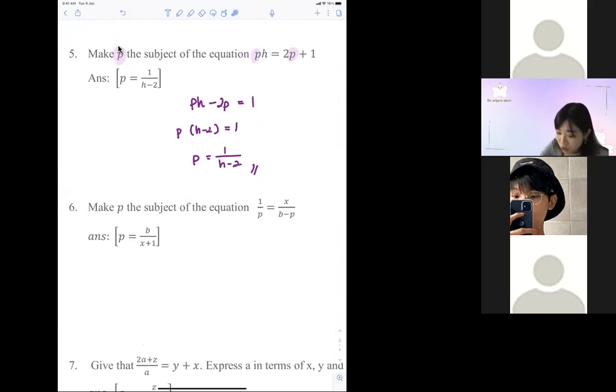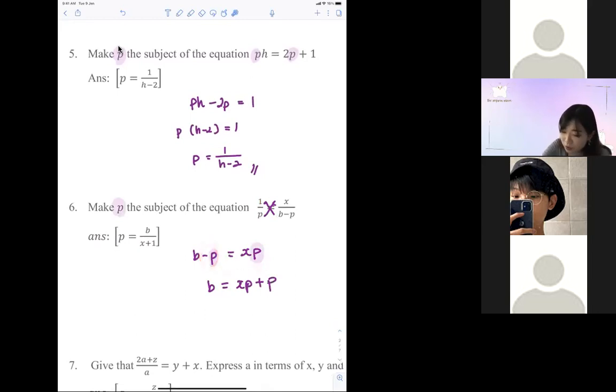Okay, next one. So now you have a fraction. Same thing, we don't want the fraction, we cross multiply first. So B minus P equals to XP. And then P is a subject, so identify where's the subject. Terms with subject one side, without one side. So P one side, no P one side. Minus bring over, plus. Okay, so minus bring over plus.